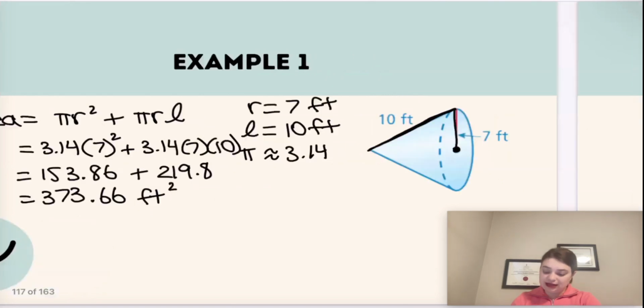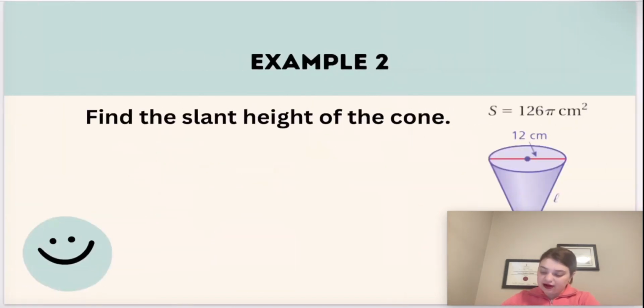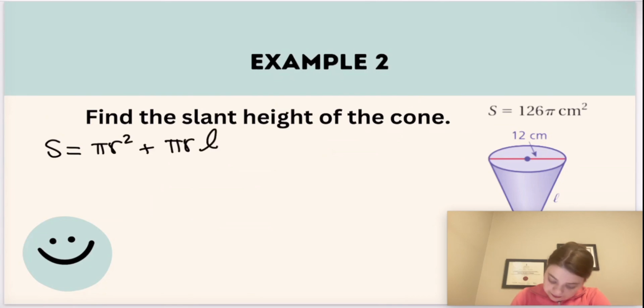Okay, next let's do a second example where here they'd like us to find the slant height of the cone. They tell us that the surface area is 126 pi centimeters squared and that the diameter here, this whole distance, is 12 centimeters. And they would like to know, okay, what's this distance then? What's the slant height? So for this one here, what I'm going to do is I'm first going to write out the general equation that the surface area must be equal to pi r squared plus pi r L.